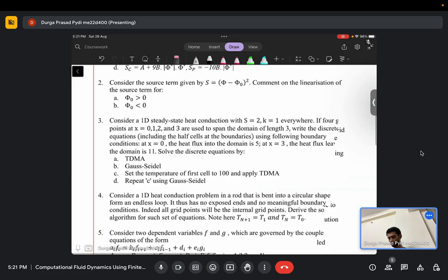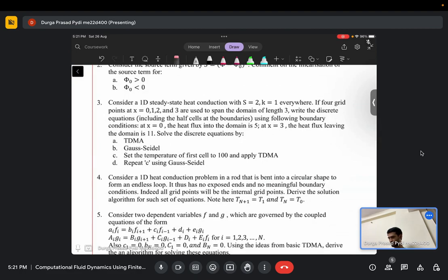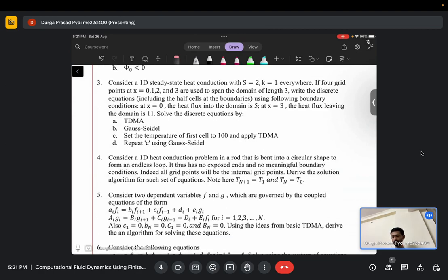Okay, then we'll go to the next question. The third question is again a steady state heat conduction problem where you have a source. The only difference is that previously we have been using just the Gauss-Seidel method. Now we'll be using both Gauss-Seidel and PDMA, and then see what is the difference between these two.